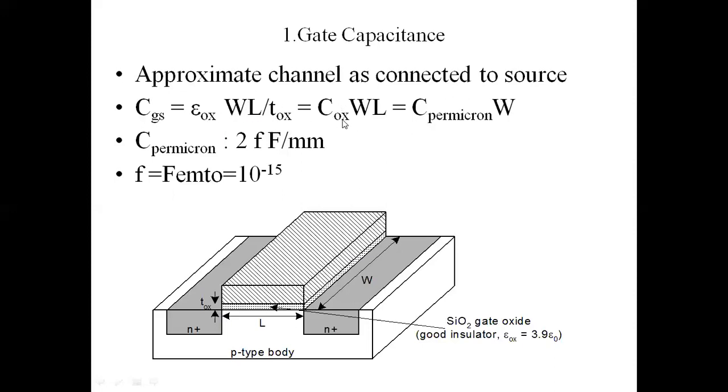Again, we can call it COX W into L. So this is the capacitance per micron of width. Capacitance per micron is approximately equal to 2 femtofarad per micron. What is femto? Femto is equal to 10 raised to minus 15. So this is the example of the gate capacitance towards the source terminal. Again, a similar capacitance is present between the gate and the drain terminal, and this is called CGD. And the third capacitance for the gate is present between the gate terminal and the body terminal, or the substrate terminal, which we are going to discuss in detail.